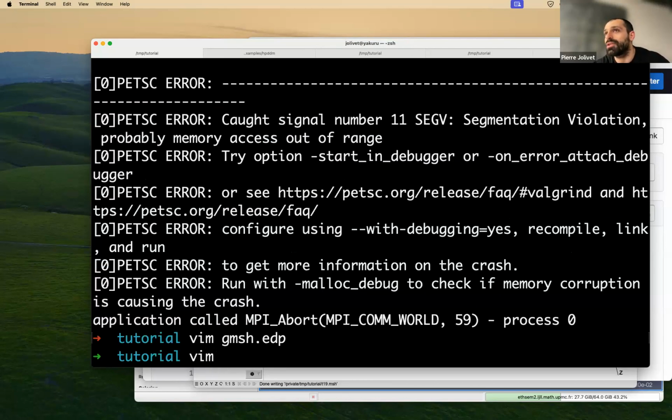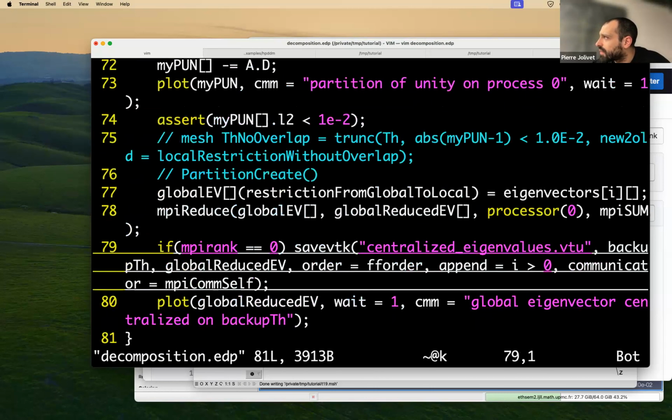So I propose that we do mesh adaptation based on the eigenvalues, for example. So it was decomposition. Okay, so what's nice now is that we already have the centralized solution. There are two ways to do mesh adaptation. We can either use MMG or ParMMG. MMG is sequential and ParMMG is parallel. Since MMG is sequential, we need to have the centralized solution, and here it's already available.